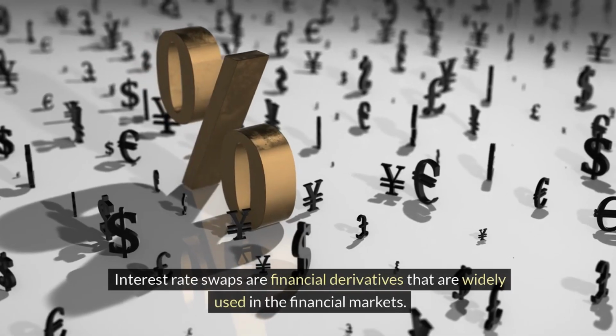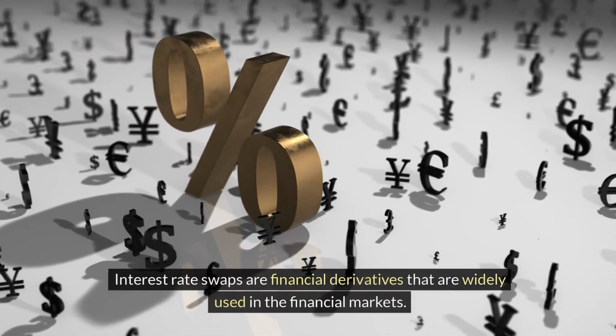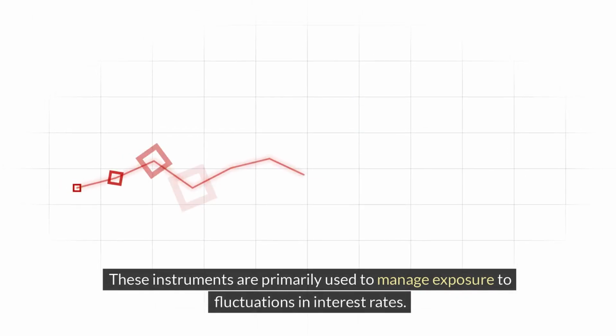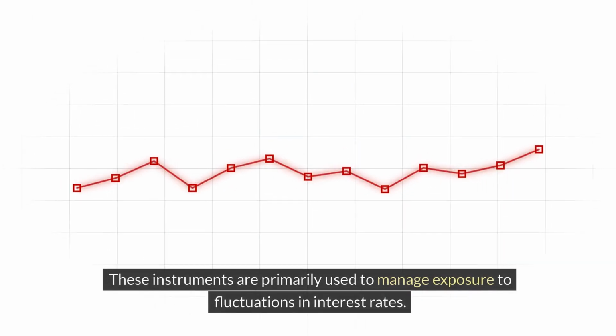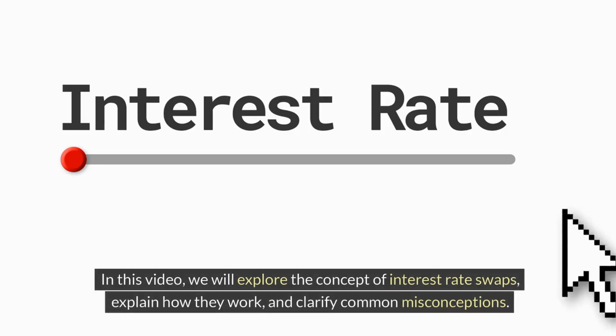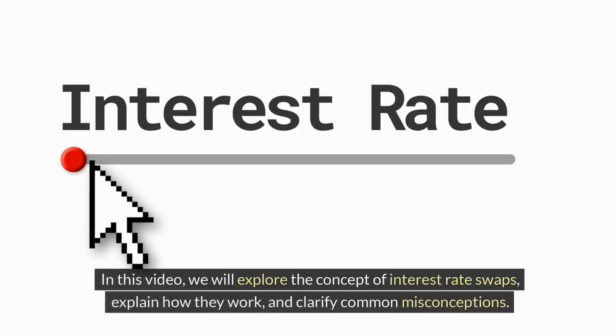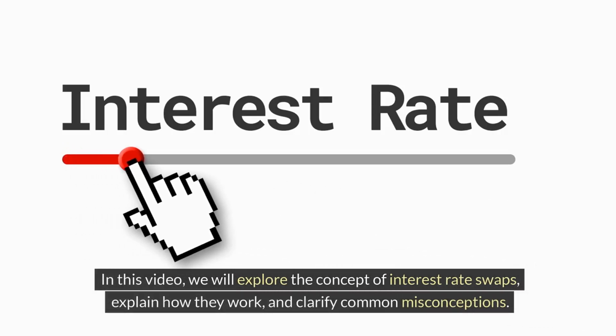Interest rate swaps are financial derivatives that are widely used in the financial markets. These instruments are primarily used to manage exposure to fluctuations in interest rates. In this video, we will explore the concept of interest rate swaps, explain how they work, and clarify common misconceptions.